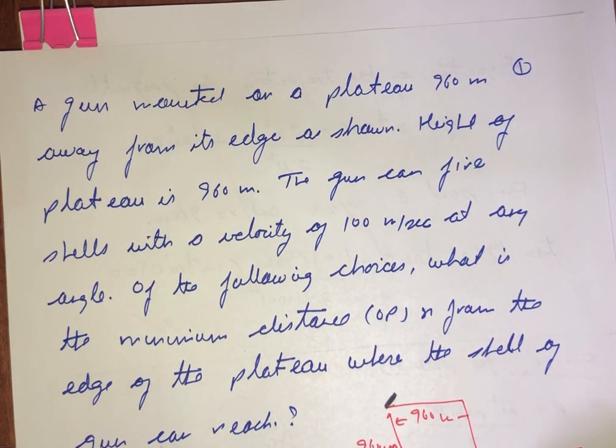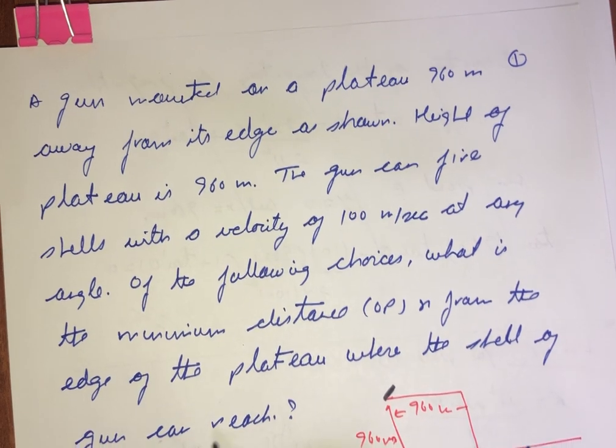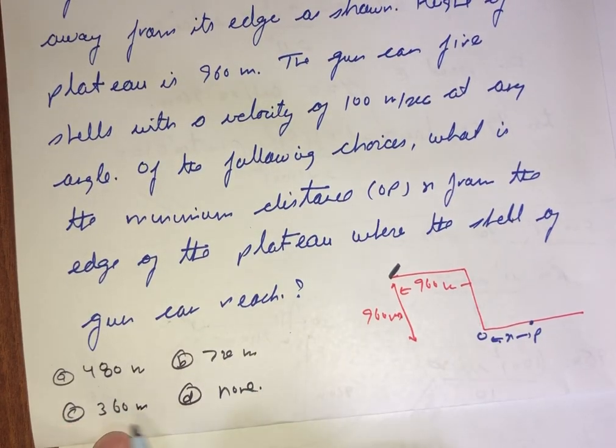We have to find out this minimum distance from the edge of the plateau where the shell of the gun can reach. And in this case, we are given four options: 480, 720, 360 and none of the above.